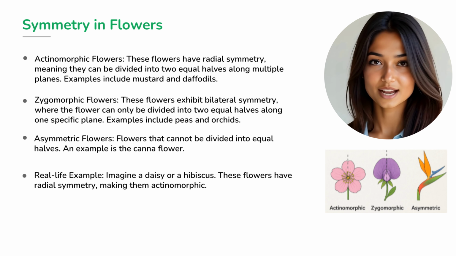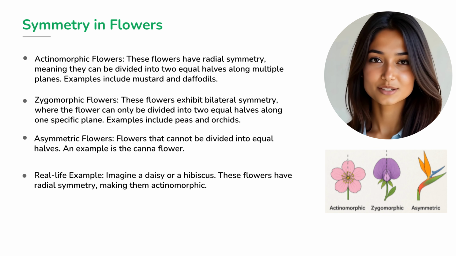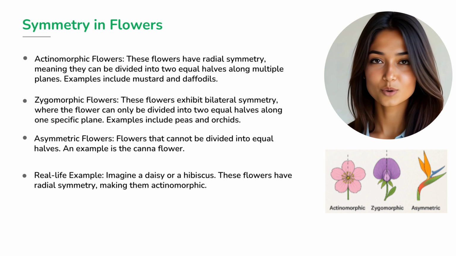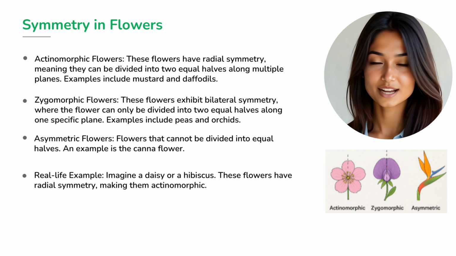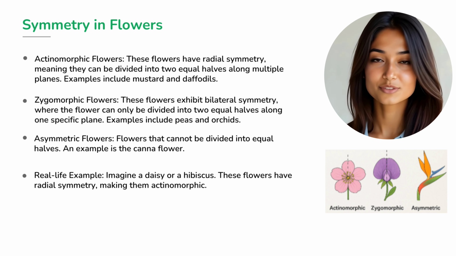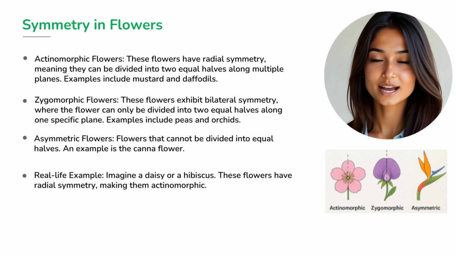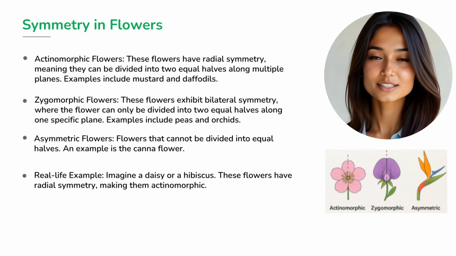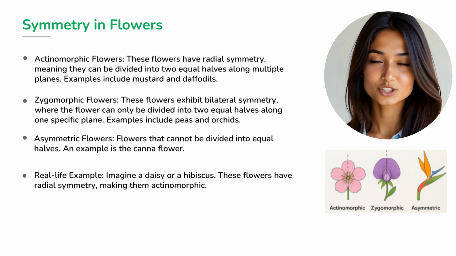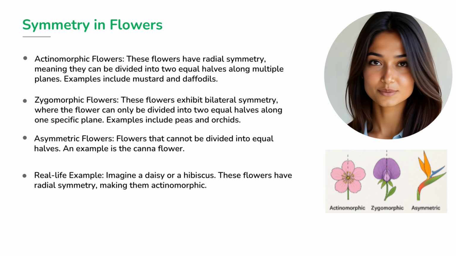Then there are flowers like orchids or peas, which exhibit zygomorphic symmetry or bilateral symmetry. You can only divide them into two equal halves along one plane. Isn't it fascinating how this symmetry helps with efficient pollination? And lastly, some flowers are asymmetric, meaning they can't be divided into two equal halves. The canna flower is a great example of this. This asymmetry ensures that the flower's pollinators interact with it in a very specific way.